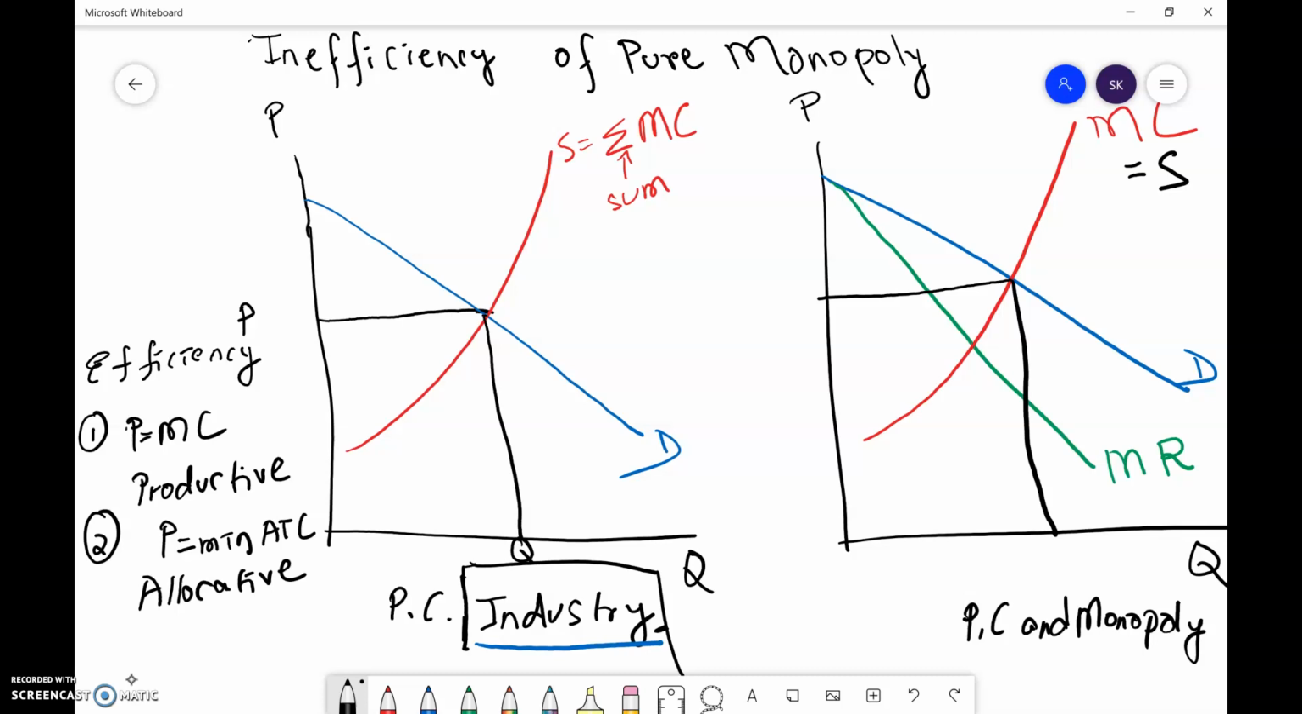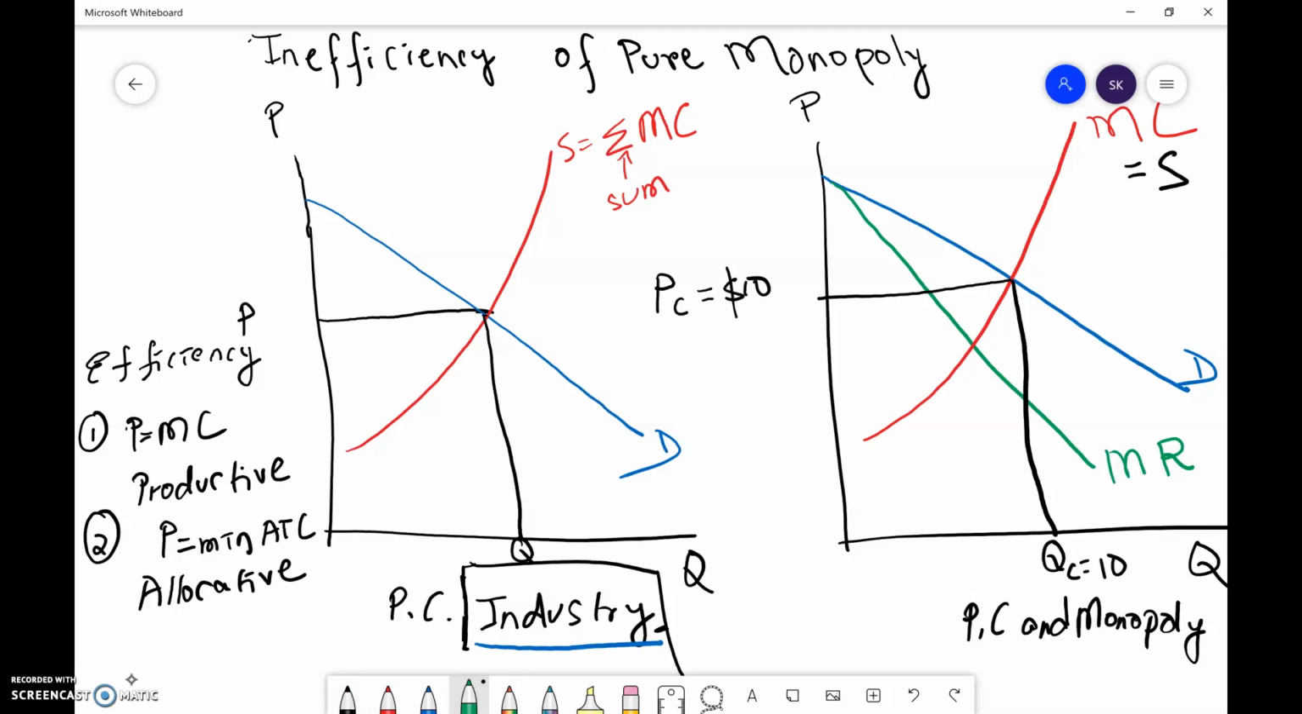Now look at the graph on the right. I have the downward sloping demand curve. I have the marginal revenue curve, which is below the demand curve. I have the marginal cost curve, which is also the supply curve. And at the point of intersection between the marginal cost curve and the demand curve, I will have the perfectly competitive price and perfectly competitive quantity. Let the perfectly competitive price be equal to $10 and perfectly competitive quantity is equal to 10 as well.